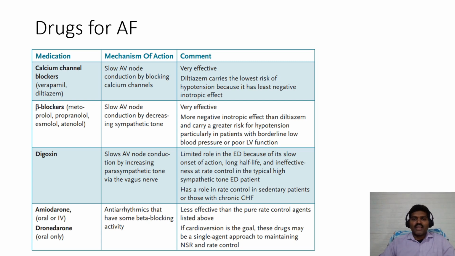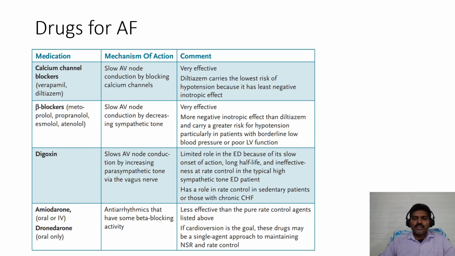Amiodarone or dronedarone are antiarrhythmics that have some beta blocking activity, but are less effective than the pure rate control agents listed above. If cardioversion is the goal, these drugs may be a single agent approach to maintaining normal sinus rhythm and rate control in atrial fibrillation.